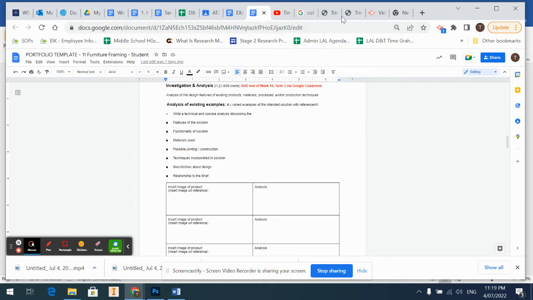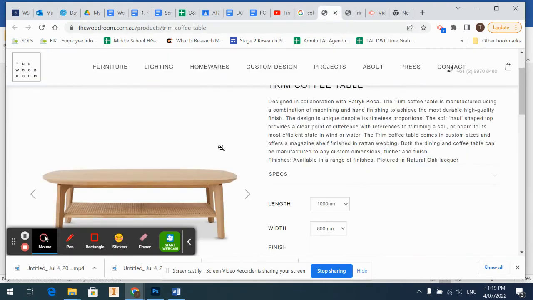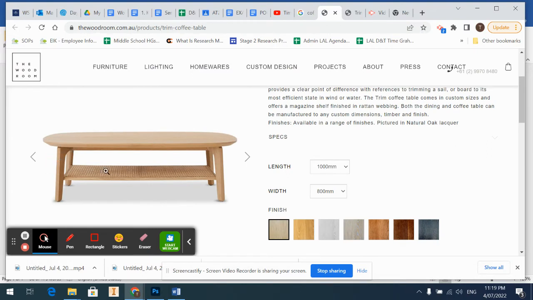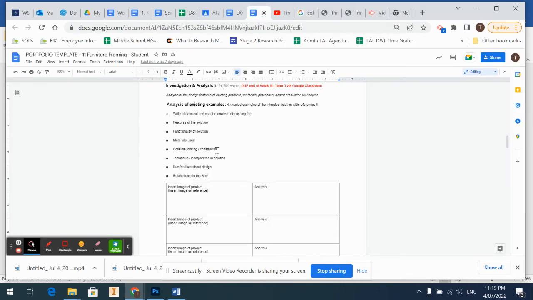Possible jointing and construction, so that you may not know. So you could just say construction techniques unknown, or you could also make an educated guess and go, oh, possibly a mortise and tenon or dowel joint or something. But we can always go back and do that later.